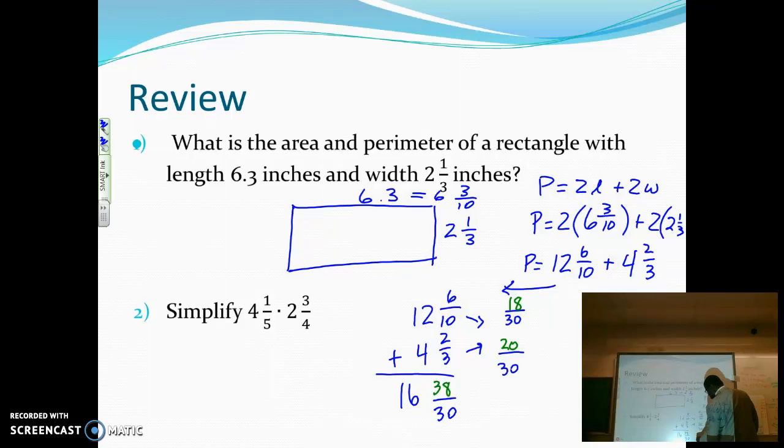over 30. We have a mixed number, but this also has an improper fraction, so we can convert the 38 over 30 into an extra whole number. So this is the same thing as 17 8 over 30. In case you have any questions, please just shoot me an email and we can go over that. All right, this will be our perimeter. We can do the same thing in order to find the area. We still have the same rectangle, but in this case we simply want to do the length times the width.